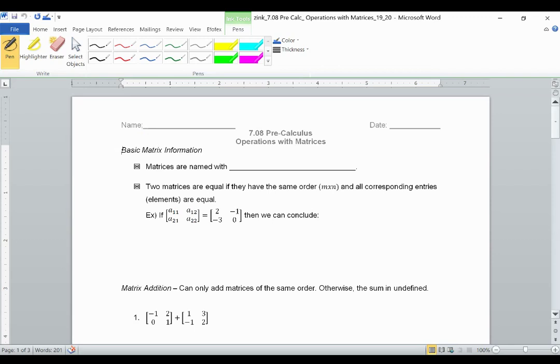So, basic matrix information. Matrices are named with a capital letter, just to name them. If two matrices are equal, that means that they have the same order. So the order we talked about was the number of rows by the number of columns. And all corresponding entries are equal if the two matrices are equal to each other.